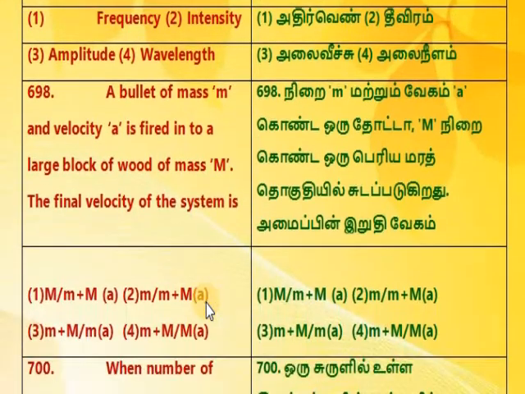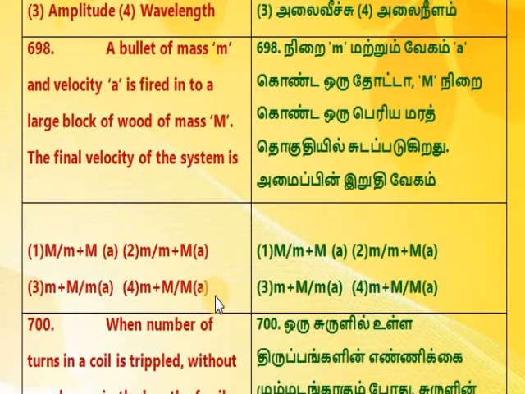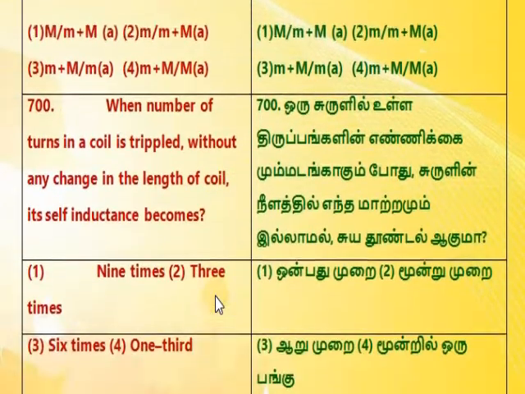698. A bullet of mass m and velocity a is fired into a large block of wood of mass M. The final velocity of the system is: 1. m/(m+M) times a, 2. M/(m+M) times a, 3. (m+M)/m times a, 4. (m+M)/M times a.